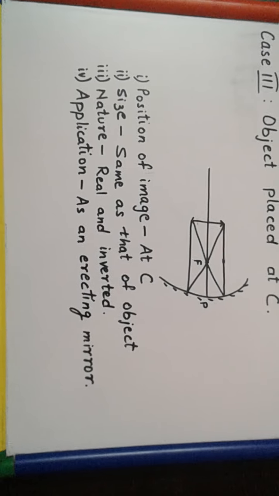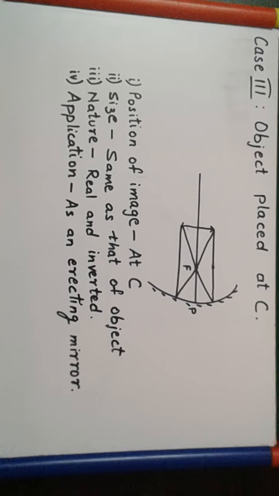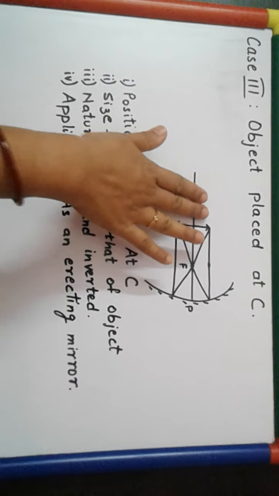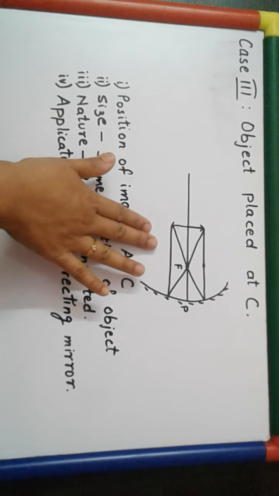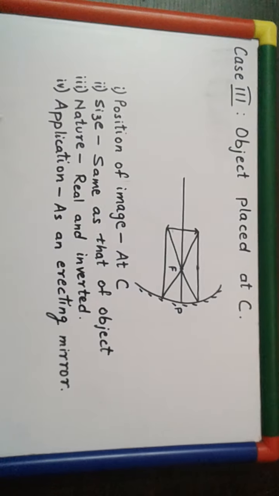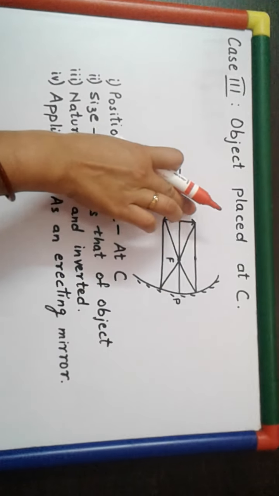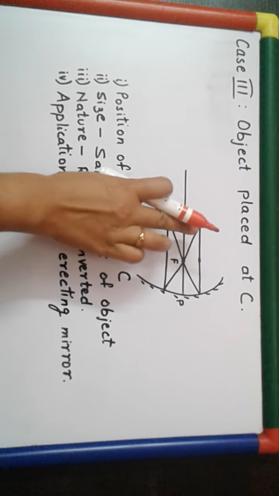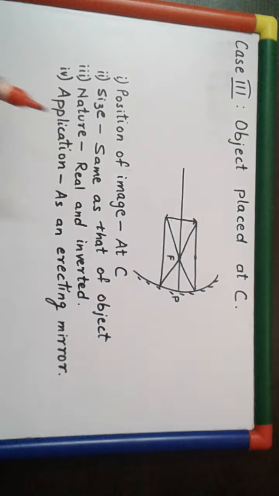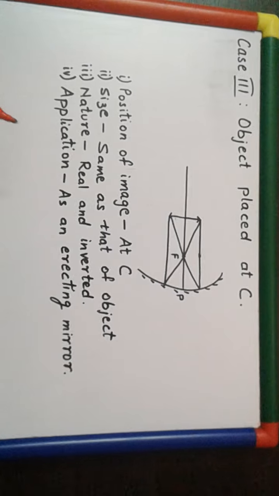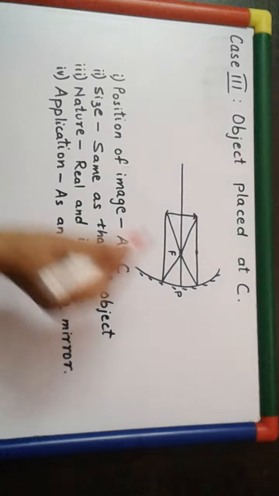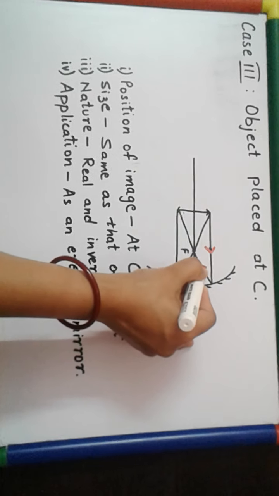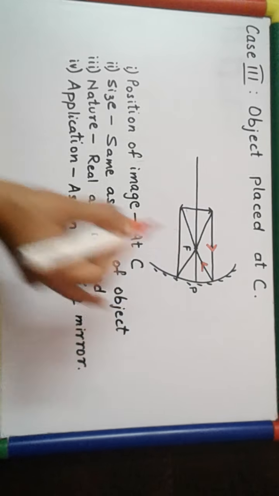Hello students, this is case 3 when the object is placed at C. You can see the object is placed here, the diagram is already drawn and according to it this is the arrow which is drawn, object is drawn over here. The first ray goes parallel to the principal axis. This is the incident ray. After reflection it passes from the focus.